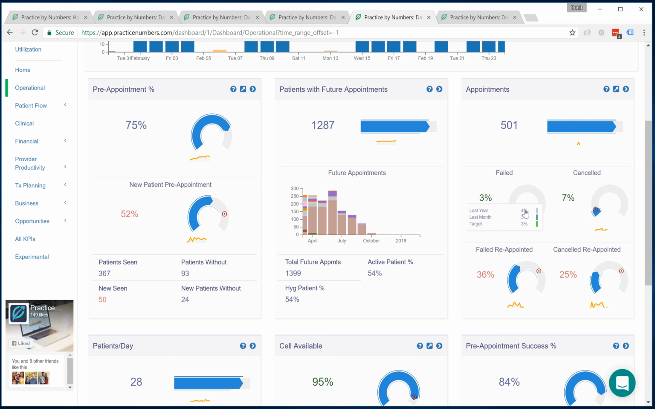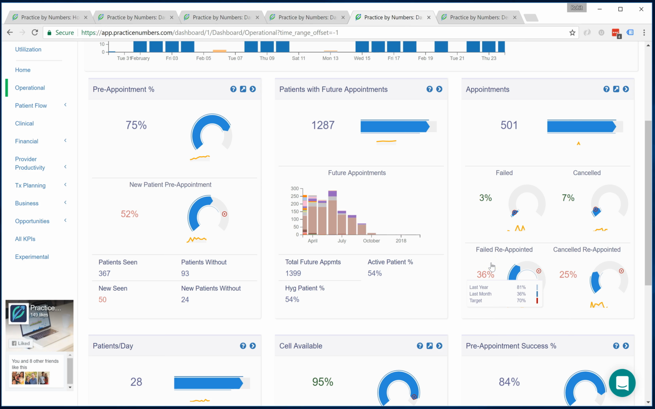So to recap, failed are the ones that no-showed or canceled last minute. Those are the ones you mark as failed or broken. Canceled are the ones who just canceled their appointments and didn't reschedule. So looking at this particular office, 3% failed, 7% canceled. What's even more important than the failed and canceled percentages is what percentage of those appointments were reappointed.